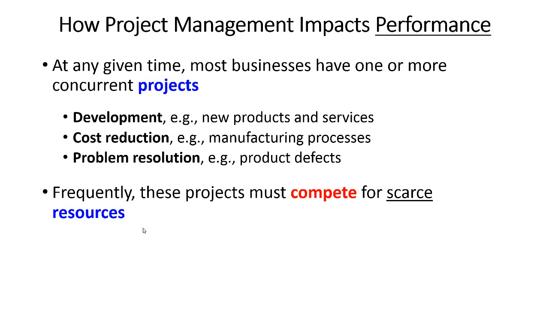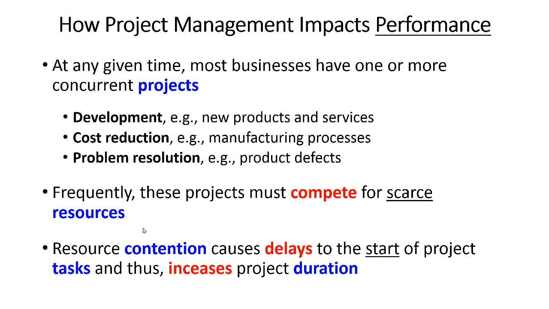Frequently, these projects must compete for scarce resources, because we have concurrent projects that often have to share resources, and we have resource constraints in a system, so we refer to those as scarce resources. Resource contention causes delays to the start of project tasks, and thus is going to lead to an increase in the duration of a project. So how does the duration of a project fit into the performance of a business?